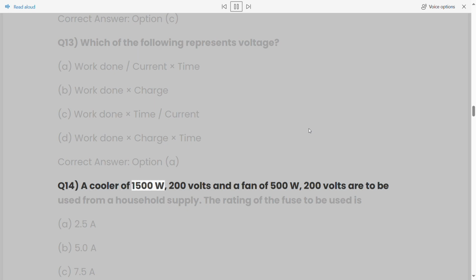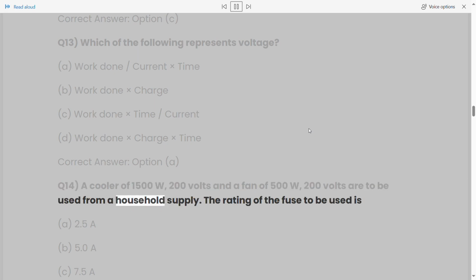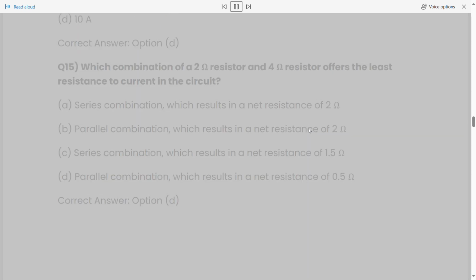Q14. A cooler of 1500 watts, 200 volts and a fan of 500 watts, 200 volts are to be used from a household supply. The rating of the fuse to be used is A. 2.5 A, B. 5.0 A, C. 7.5 A, D. 10 A. Correct answer option D.